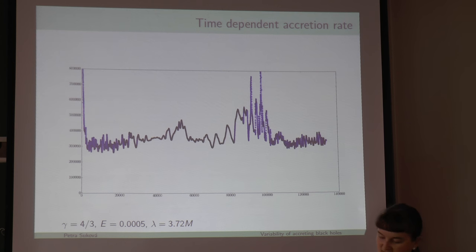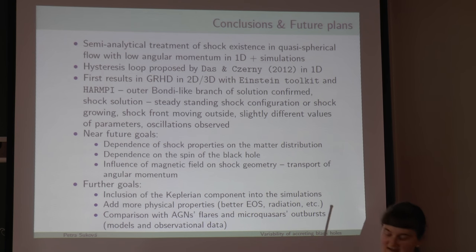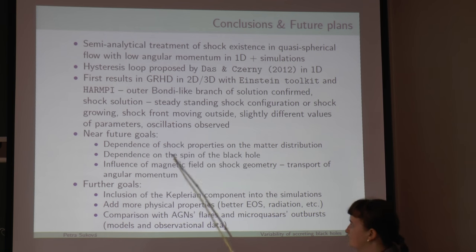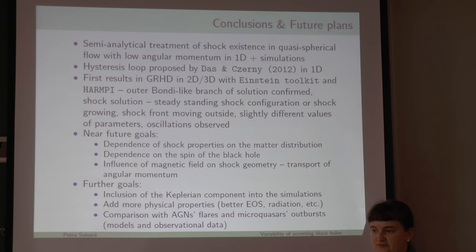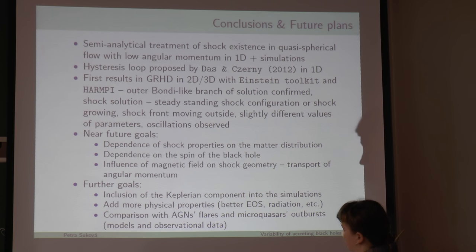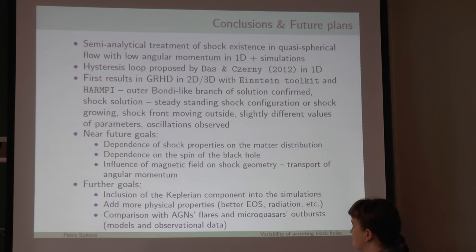We want to find out about these oscillations, whether they are real or maybe numerically dependent or not, I don't know. And then we also want to look at the dependence of the shock properties on the matter distribution, because you have to assume some initial distribution of the gas, and it can affect the evolution of the shock. We also want to study other things like the dependence on the spin of the black hole, because all these computations were for zero spin, and the influence of magnetic field, because these were only hydro simulations, but with HARM it should be quite easy to also have magnetohydrodynamics.